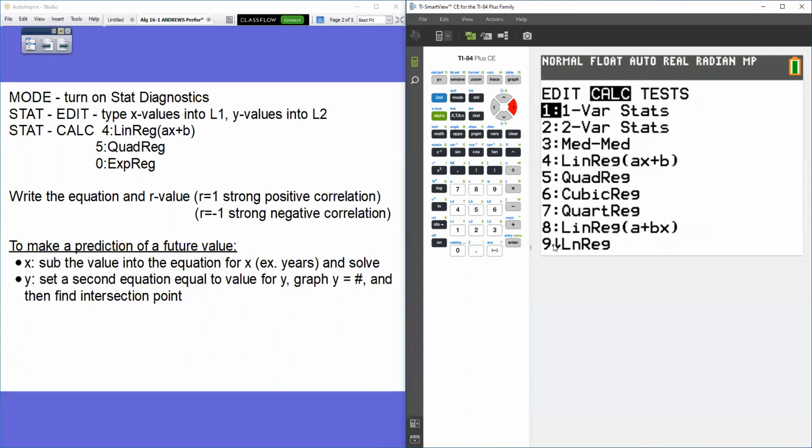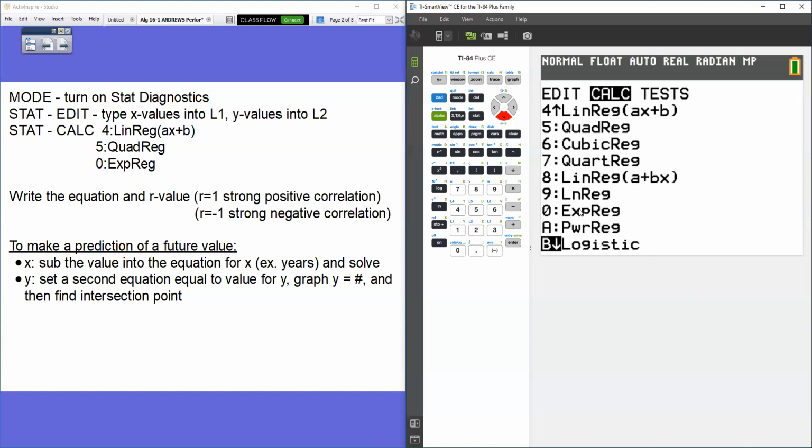And 0, which you don't see on the screen, you have to arrow down all the way to the 0. All right, that's for the exponential regression. So those are the 3 that we are using. So stat calc 4, stat calc 5, and stat calc 0.